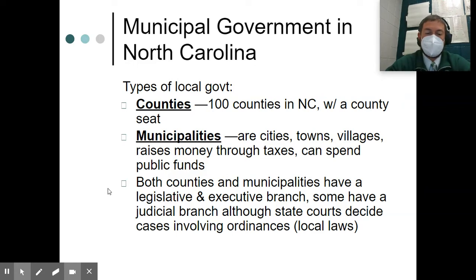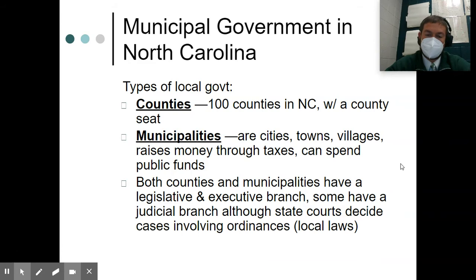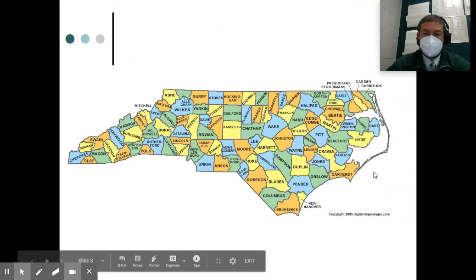Both counties and municipalities have a legislative and executive branch. Some have a judicial branch, although state courts decide cases involving ordinances, which are local laws. Here's a picture of all 100 of our counties. That's where I'm from. That's where we are.